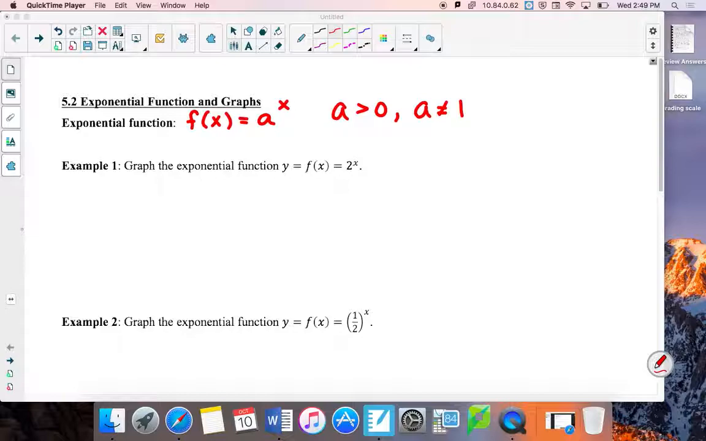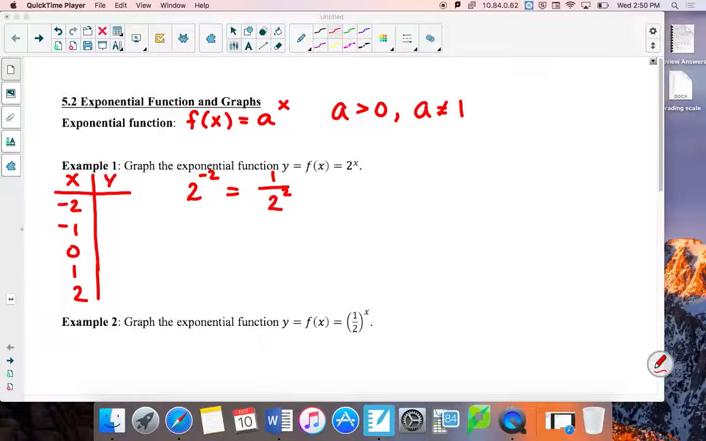So let's go ahead and graph f of x equals 2 to the x. I'm going to make a table of values. I'm going to pick negative 2, negative 1, 0, 1, and 2. If I plug in negative 2, that's 2 to the negative 2 power. Whenever we have a negative exponent, we flip that number, take the reciprocal, and make it a positive exponent. So this becomes 1/4. When I put in negative 2, I get out 1/4. When I put in negative 1, I get out 1/2. When I put in 0, I get out 1. When I put in 1, I get out 2. And when I put in 2, I get out 4.